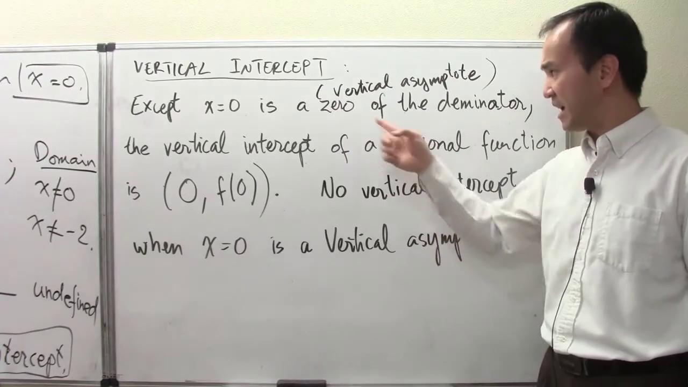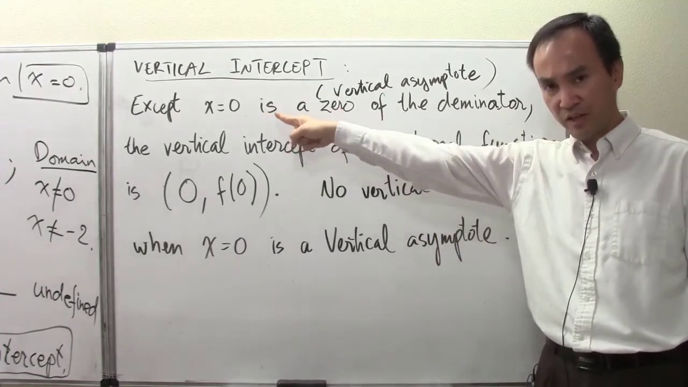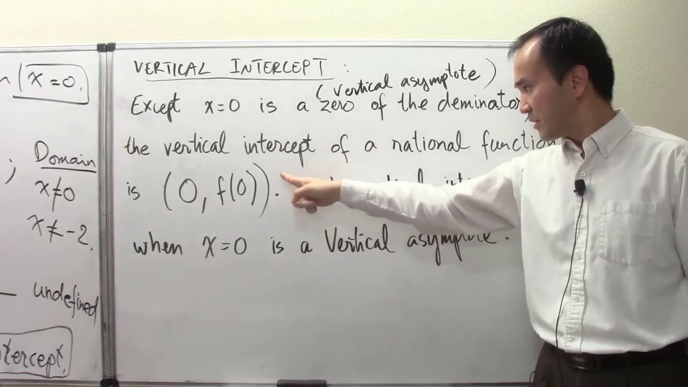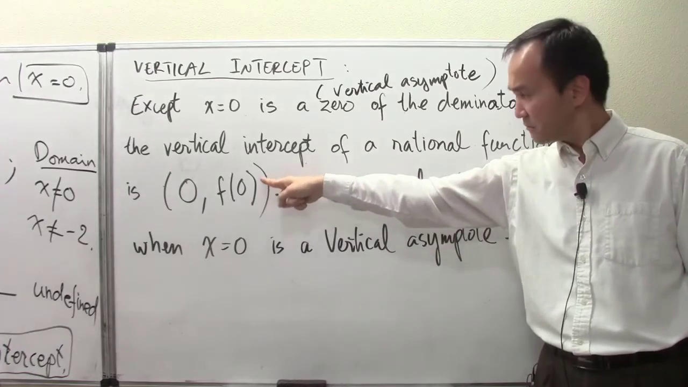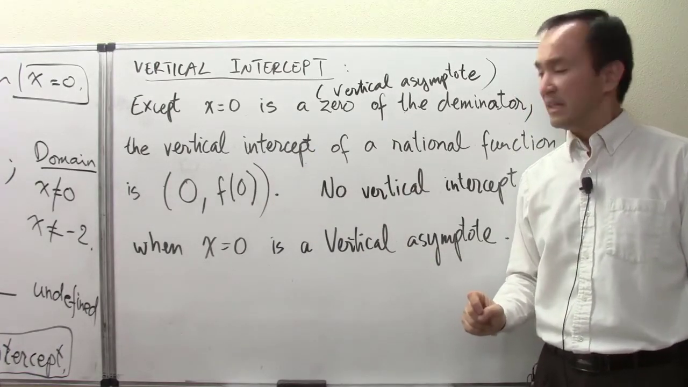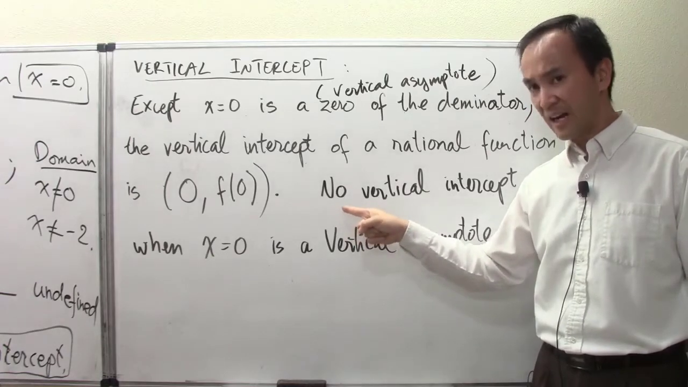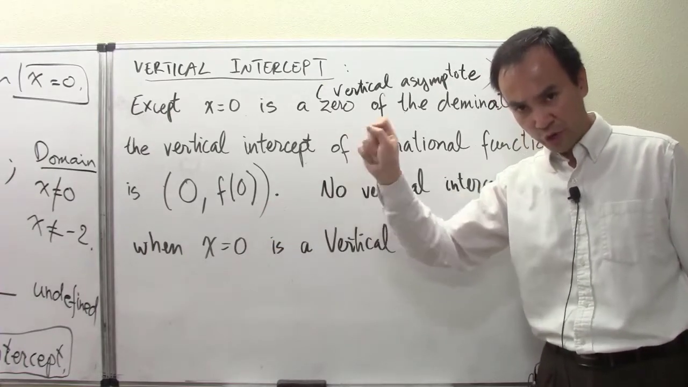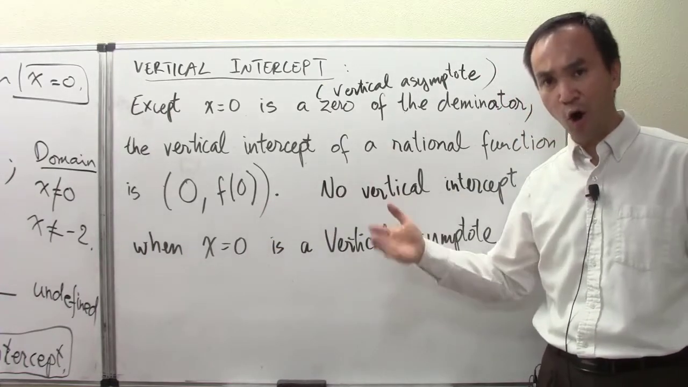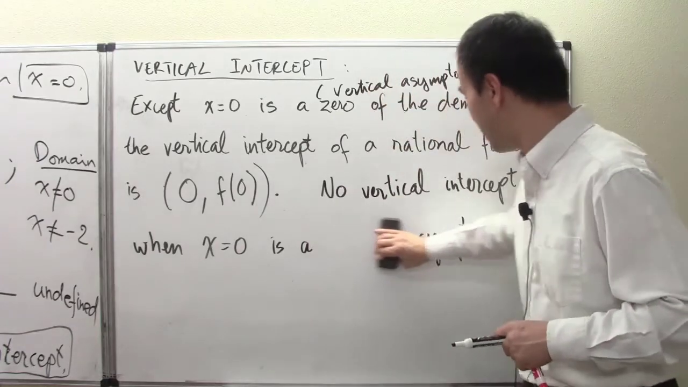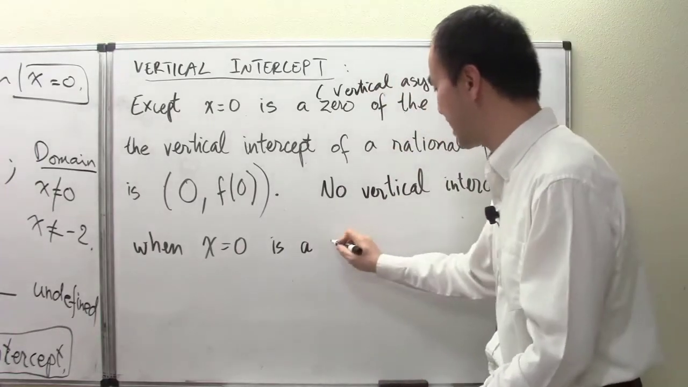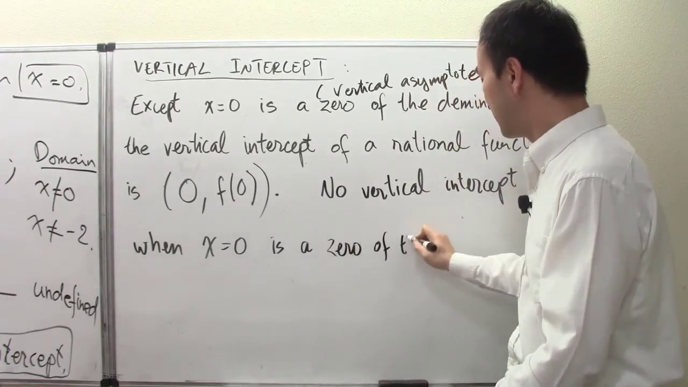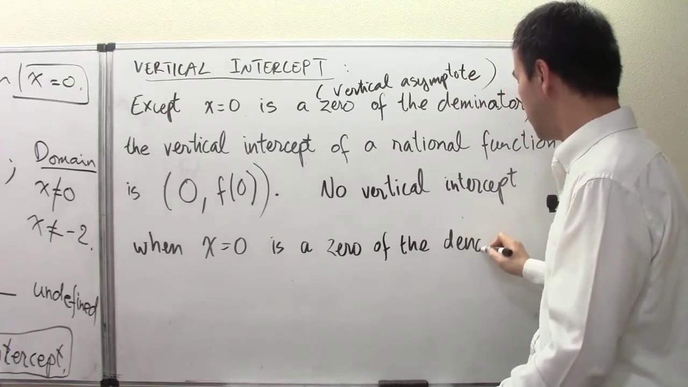So in that case, most precisely, except x equals 0 is a 0 of the denominator, we can always find the vertical intercept as usual. And now in that unfortunate situation where x equals 0 truly is a vertical asymptote or a hole, or, allow me to modify my statement here a little bit, is a 0 of the denominator. That's the most precise way.